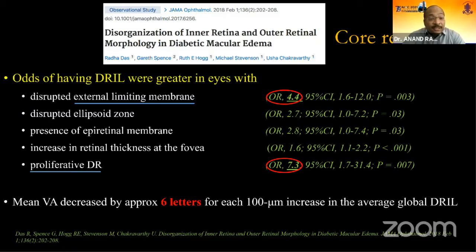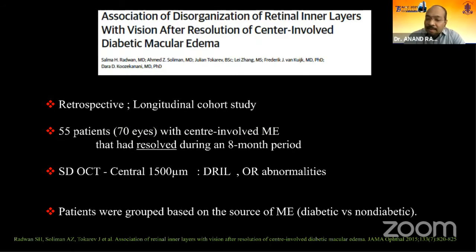Radwan did a very interesting study also. They did a retrospective longitudinal cohort study where they looked at 70 eyes with center-involved macular edema that had resolved during the 8-month period. They looked at the central 1500 microns, looked at drill, OR anomalies, and correlated to acuity. They were grouped on the basis of macular edema, diabetic versus non-diabetic. They looked at the drill resolution profile in these patients and the influence on acuity with DME, the resolver.